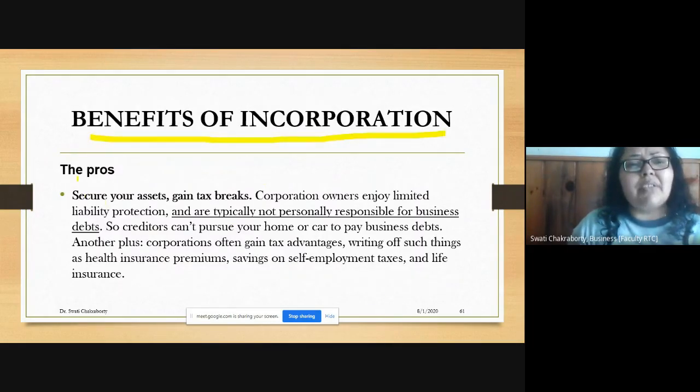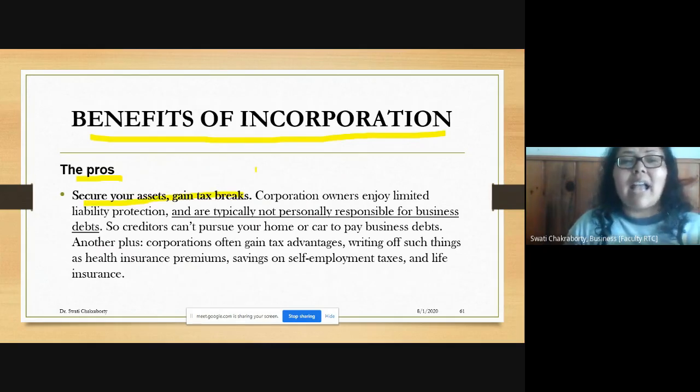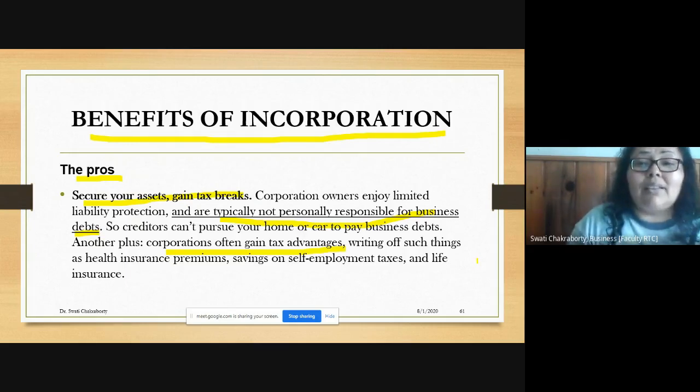What are the benefits? The pros are that you can secure your assets and gain tax breaks, right? We know that the owners enjoy limited liability protection, and they are not responsible for business debts. So you can protect your assets, right? That's the big thing. And the other thing is you can also have tax advantages. That's another thing.